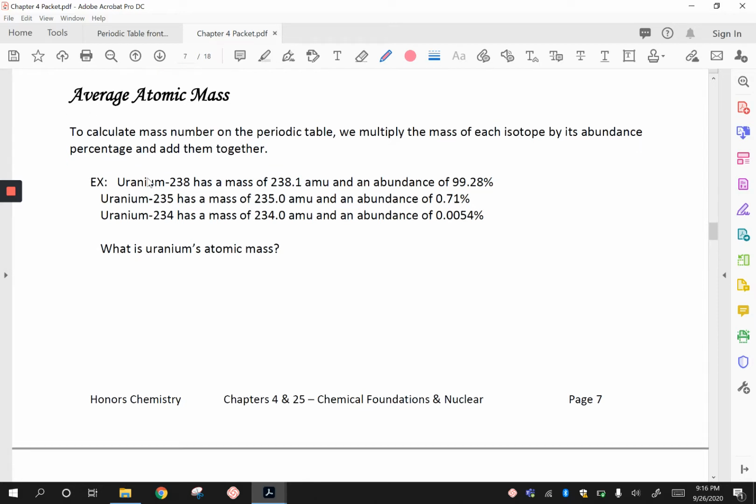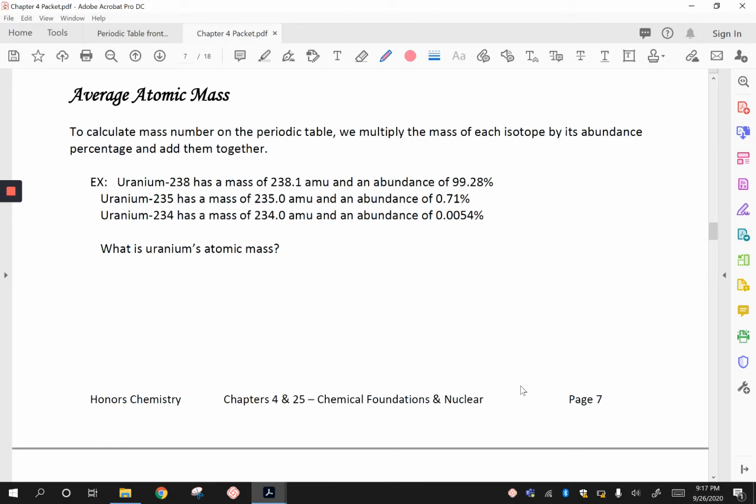And it takes, like we said, into account the different isotopes. So let's look at uranium. Uranium has 3 isotopes. Uranium-238, which has a mass of 238.1 AMUs and has an abundance of 99.28%. So most of the uranium around is uranium-238. But we also have uranium-235. It has a mass of 235.0 AMUs and an abundance of 0.71%. And then uranium-234, and it has a mass of 234.0 AMUs and an abundance of 0.0054%.